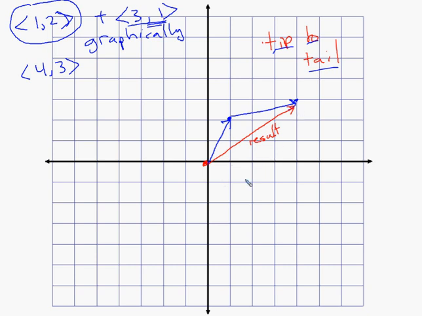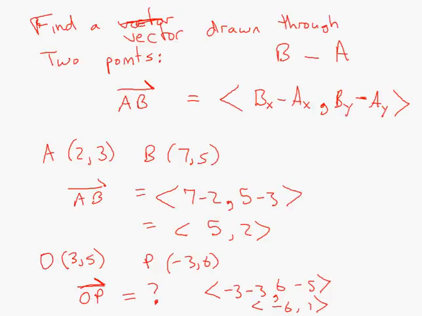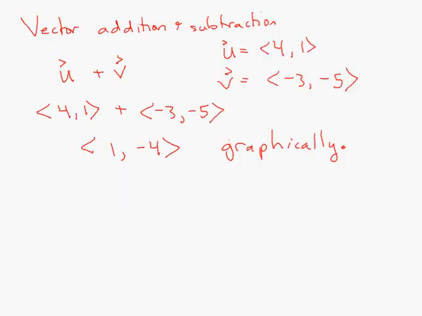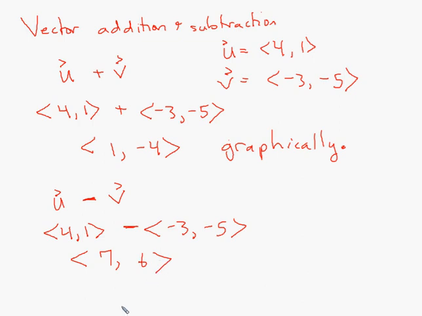Okay, so what about subtraction then? Vector subtraction. Well, it really is as easy as subtract the vectors. So suppose I wanted to do 4, 1 minus -3, -5. Well, then I'm going to get 7, 6. But what if I wanted to show it graphically?